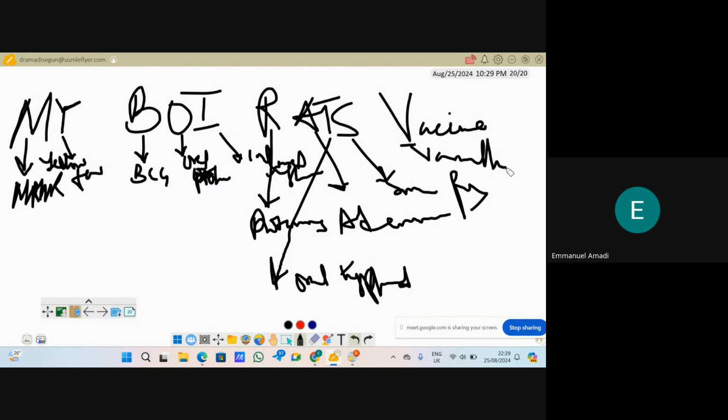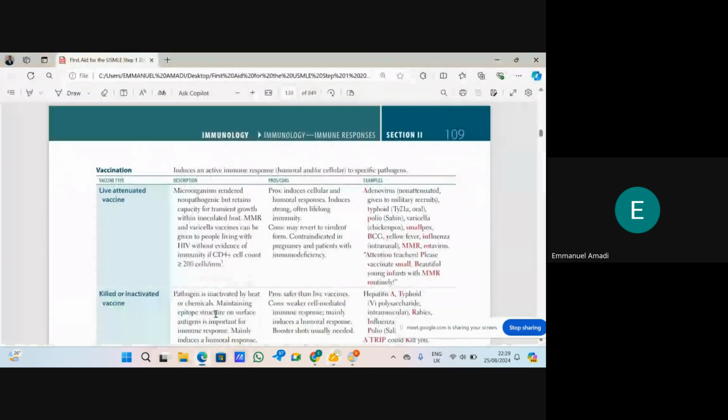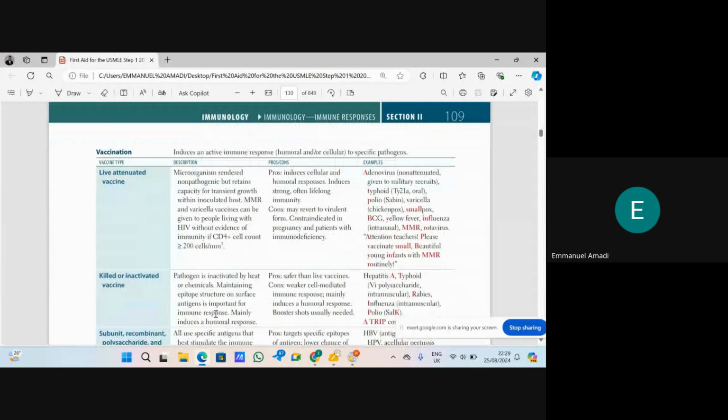You have to have it at your fingertip because it is a very high yield concept. And by the time you mix it up, you fail the question. And it is so painful that you fail the question because you couldn't place it as either live attenuated or maybe a killed vaccine. If that is definitely settled, we look at the next one, which is the killed vaccine.